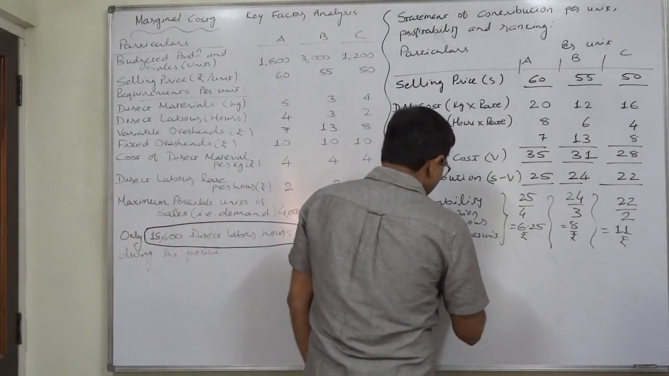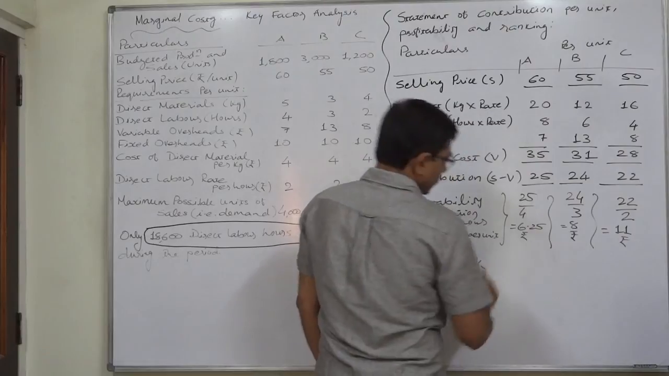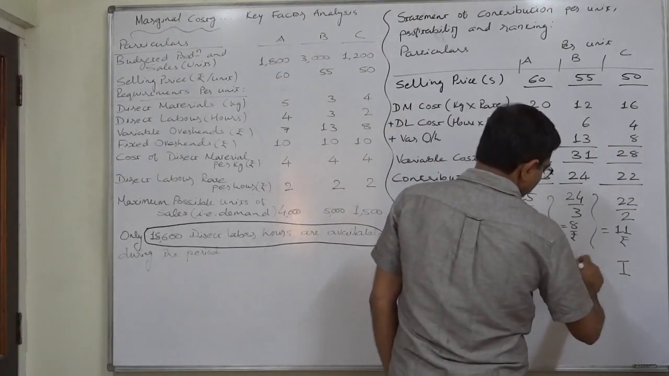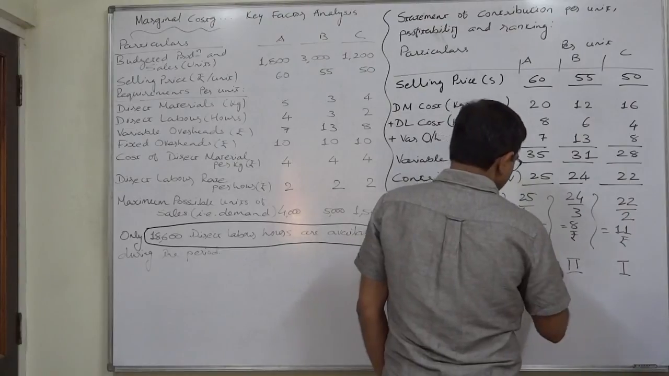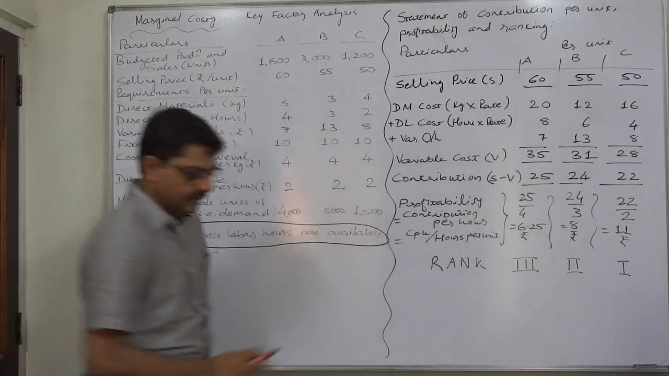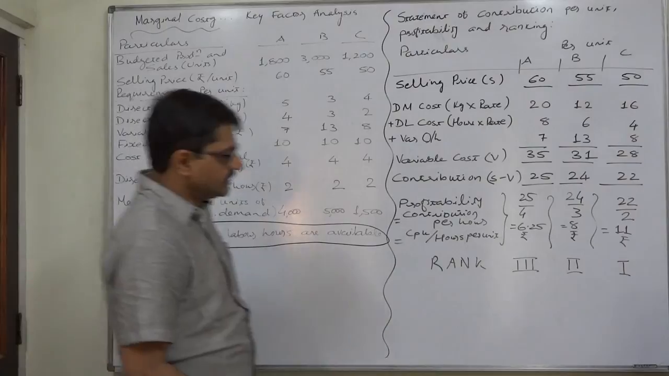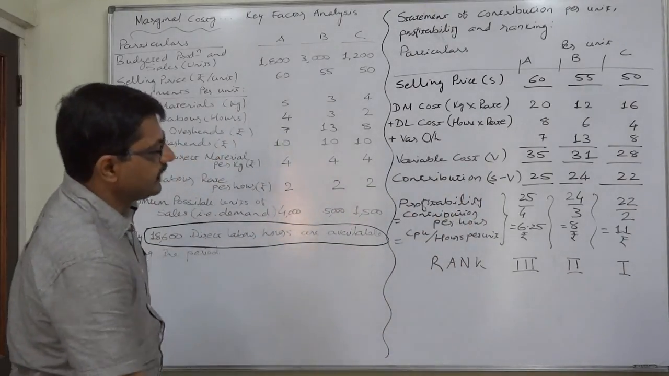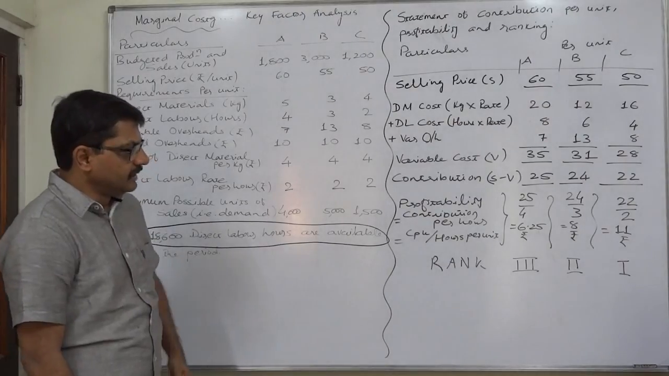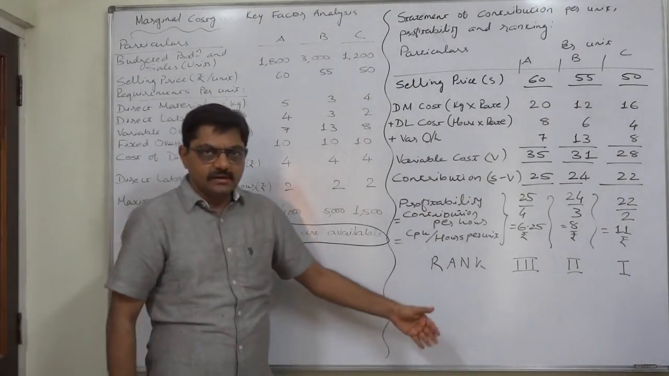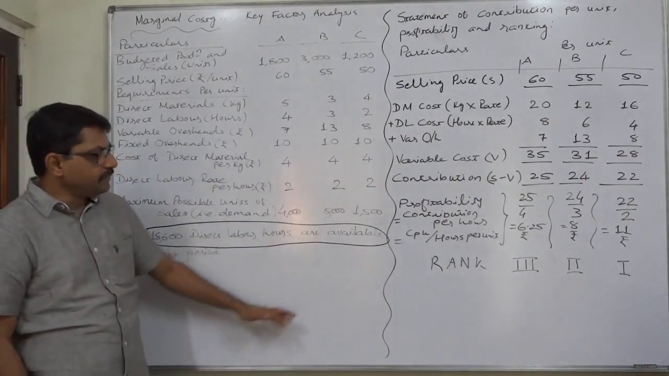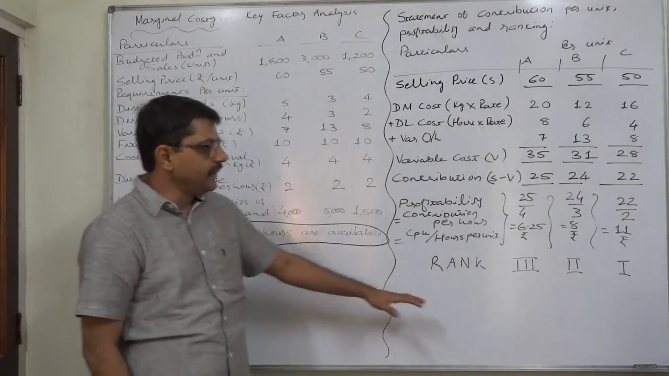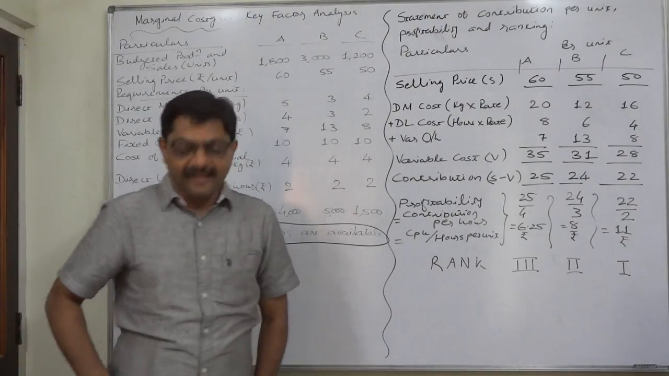So the ranking will be 1, C, 2, B and 3, A. So we can say that C is the most profitable product when direct labor is the key factor. In the next lecture, we are going to determine the optimal or the most profitable sales mix and profit from that sales mix. Thank you very much.